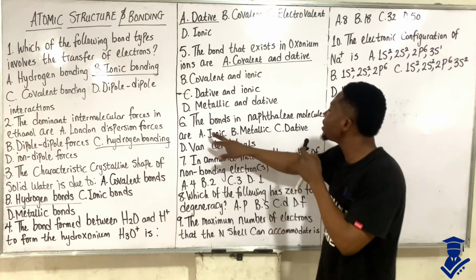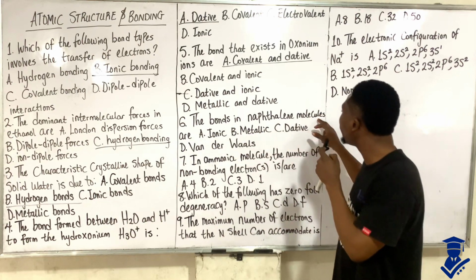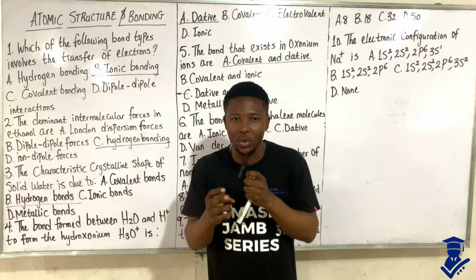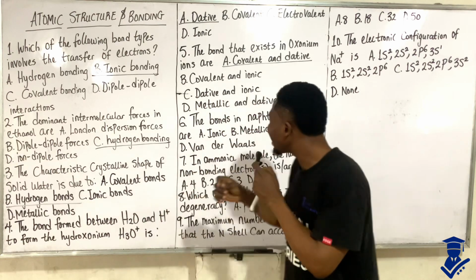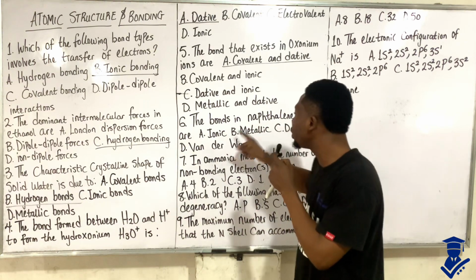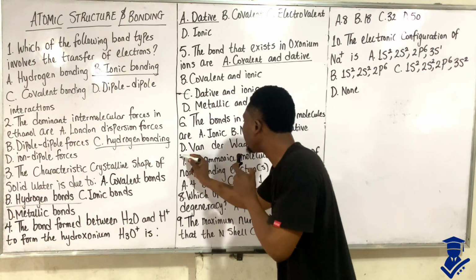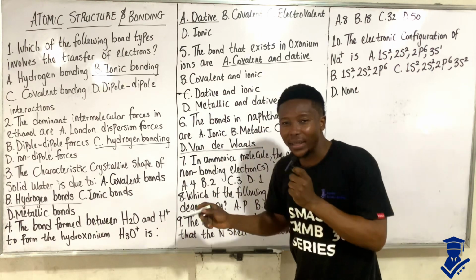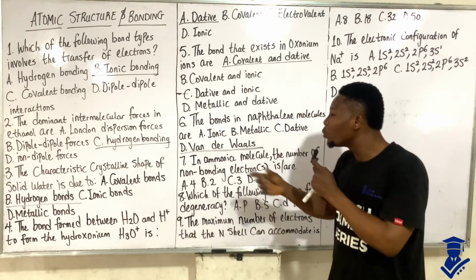Now the next question says the bonds in naphthalene molecules are, now naphthalene molecules are soft solid molecules, and the forces between the molecules in naphthalene are simply van der Waals forces. Now let's move to the next question.